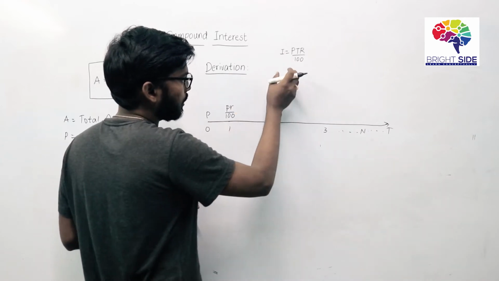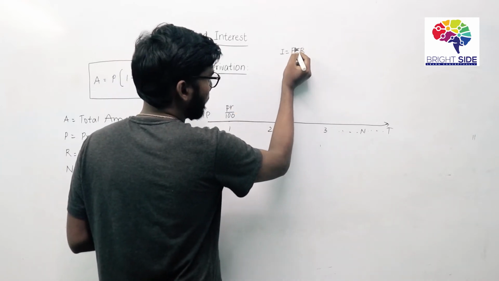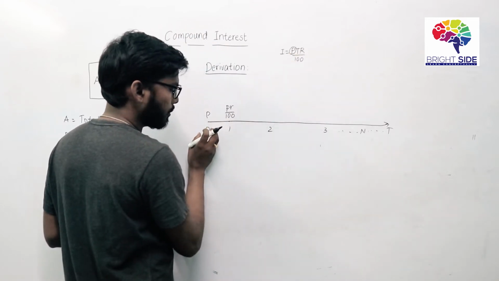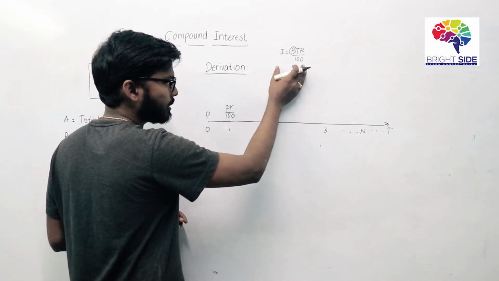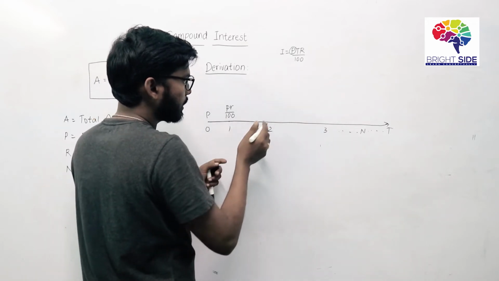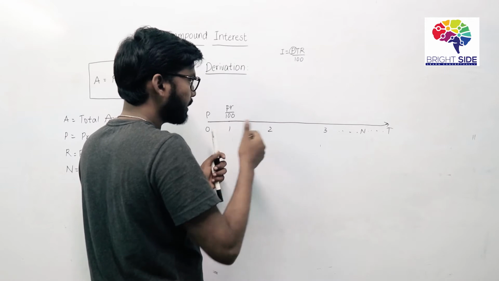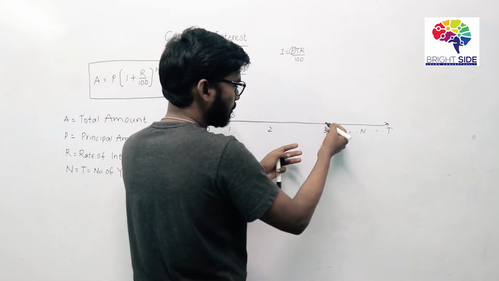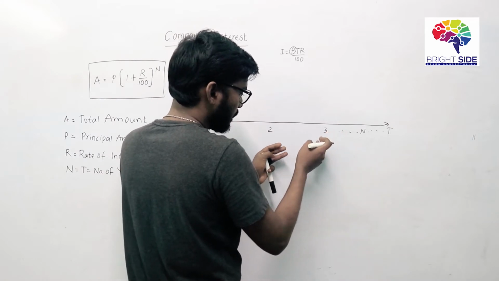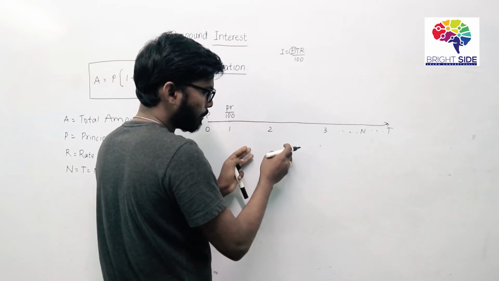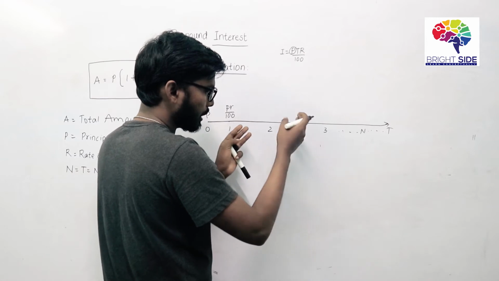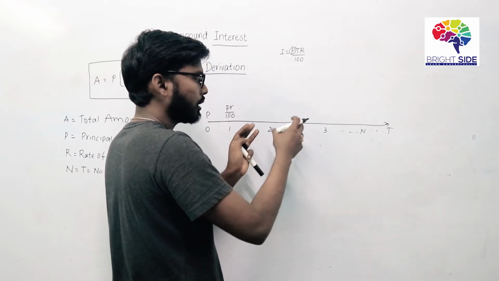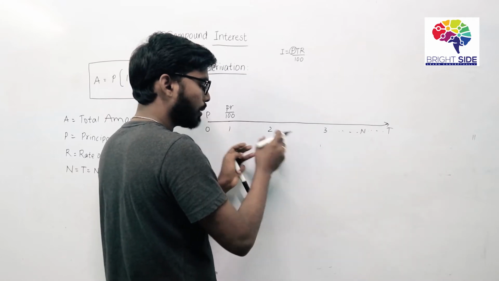But you have to understand one thing here. If you calculate the interest on the principal amount, then that would always be simple interest. If you calculate the interest on the previous year's amount, like suppose I am calculating the interest for the third year, then if the interest is calculated on the second year's total amount, that would be interest on interest, and that is compound interest.